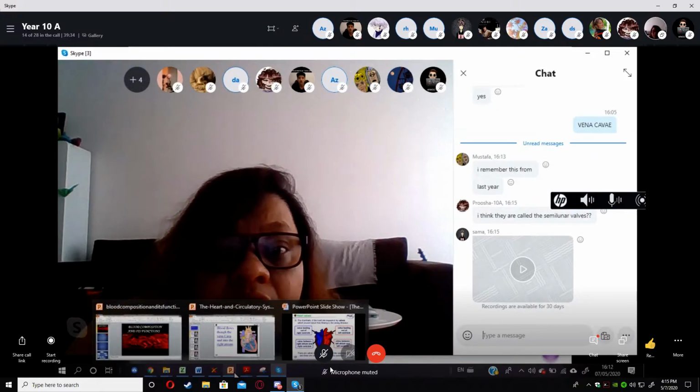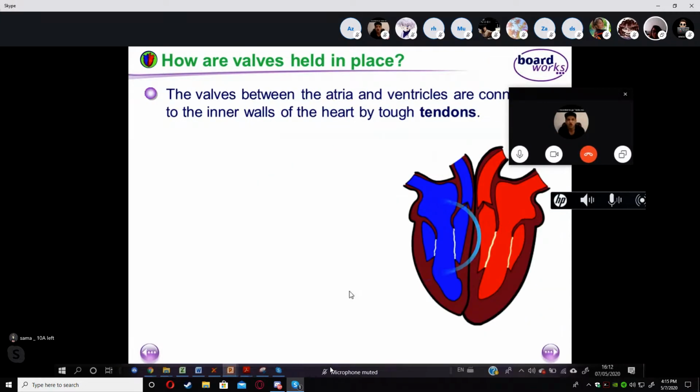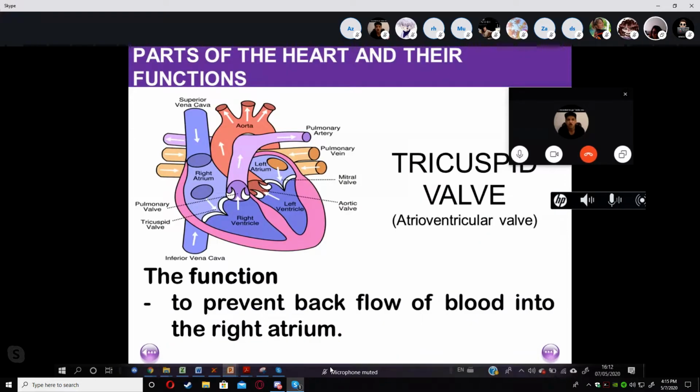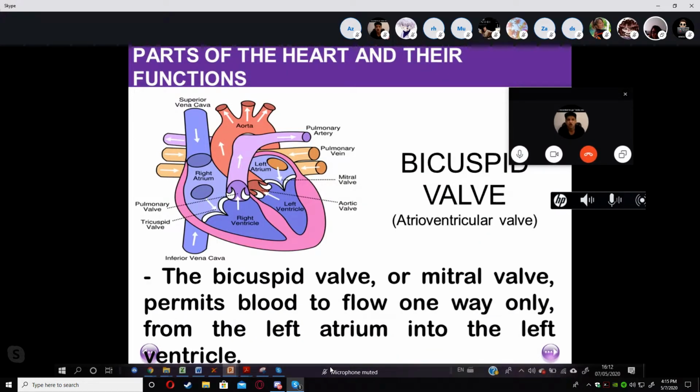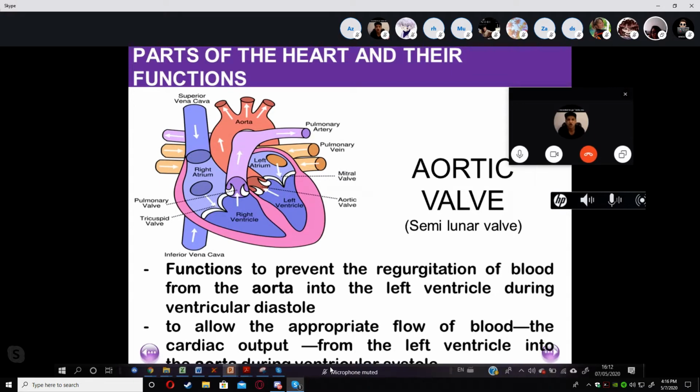Right. Now I'm sure you guys have got this right. I'm not going to go through this in detail. You just go through how valves work. You just have to know this: the bicuspid valve prevents the backflow of blood from the left atrium. The bicuspid valve permits blood to flow one way only from the left atrium into the left ventricle. Pulmonary valve is opened by the increased blood pressure.